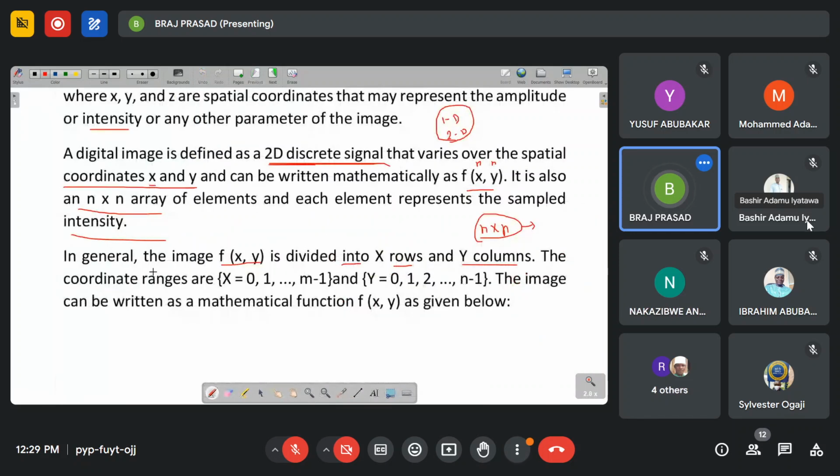So in general, the image f(x,y) is divided into m rows and n columns. The coordinates range from 0 to m-1 and 0 to n-1. The image can be written as a mathematical function. For a 2D image or 2D discrete signal, we will use f(x,y). For 3D, we will use f(x,y,z). That is the value of that cell.